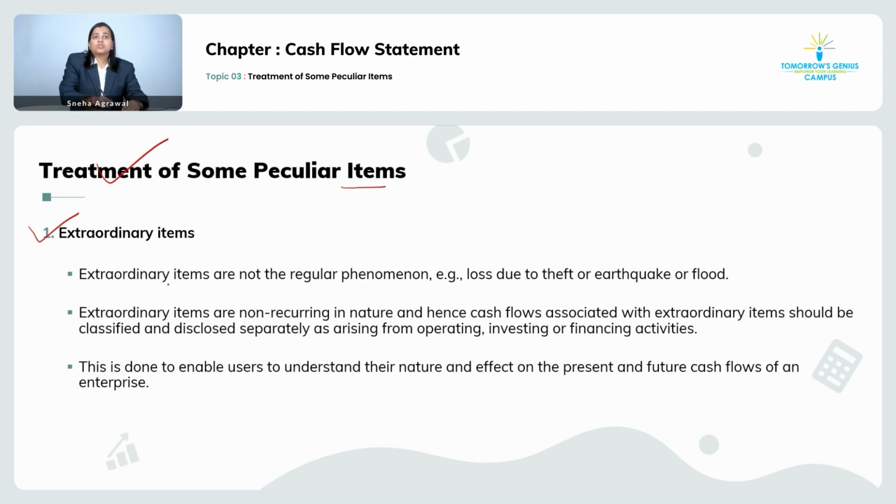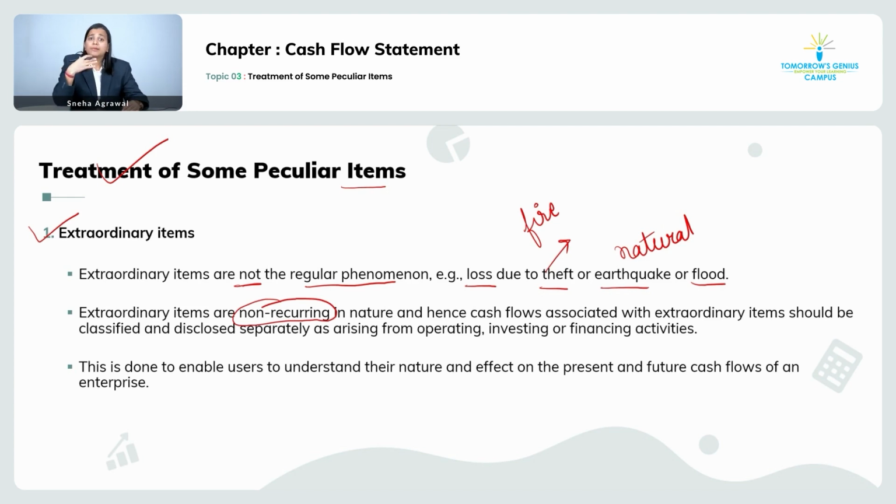What are the extraordinary items which are not regular phenomena? Like loss due to theft, earthquake, flood. It is a natural calamity. Will it happen on a daily basis, or can you predict that it will happen? Theft, can you predict? Or also loss by fire. Although you have taken insurance, fire can happen anytime. So these are some of the extraordinary items. Those are nothing but non-recurring. As told, it will not happen at a regular interval or on a repetitive basis.